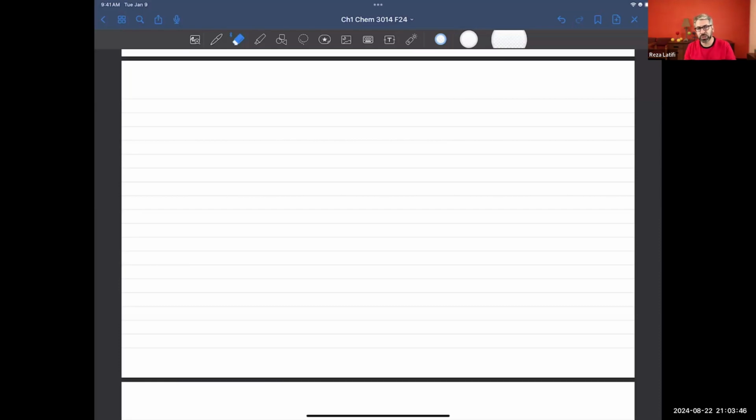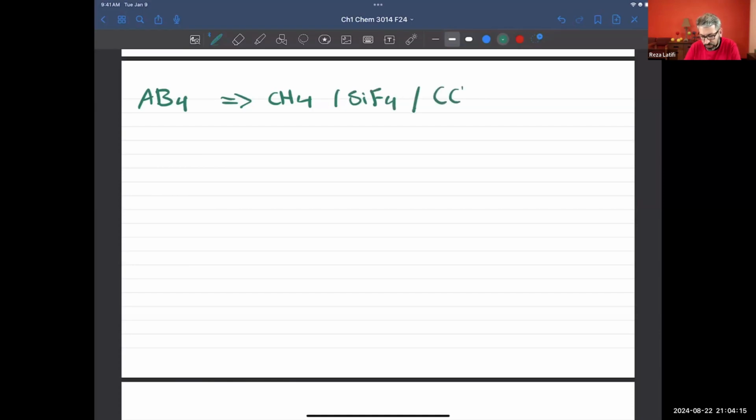Now I'm going to go through tetrahedral geometry, and we can have one lone pair, two lone pairs, or maybe three lone pairs and one sigma bond. Okay, so how about this? Let's go with AB4. We have four identical elements attached to the central atom, and one example is going to be CH4. Silicon tetrafluoride, carbon tetrachloride, you can use any of those.